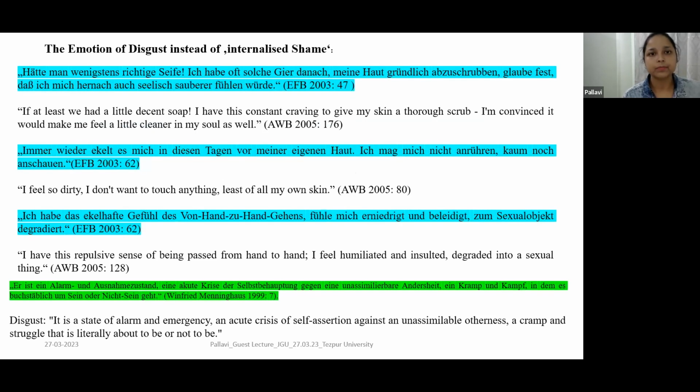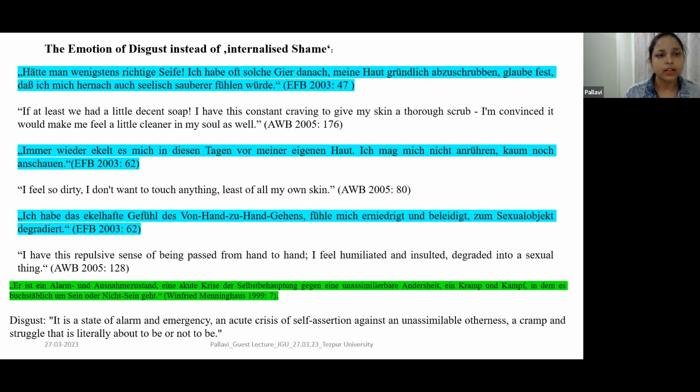So here her emotion is the emotion of disgust over shame, and disgust is throughout the text that she articulates. She says, I quote, "If at least we had a little decent soap. I have this constant craving to give my skin a thorough scrub. I'm convinced it would make me feel a little cleaner in my soul as well," unquote.